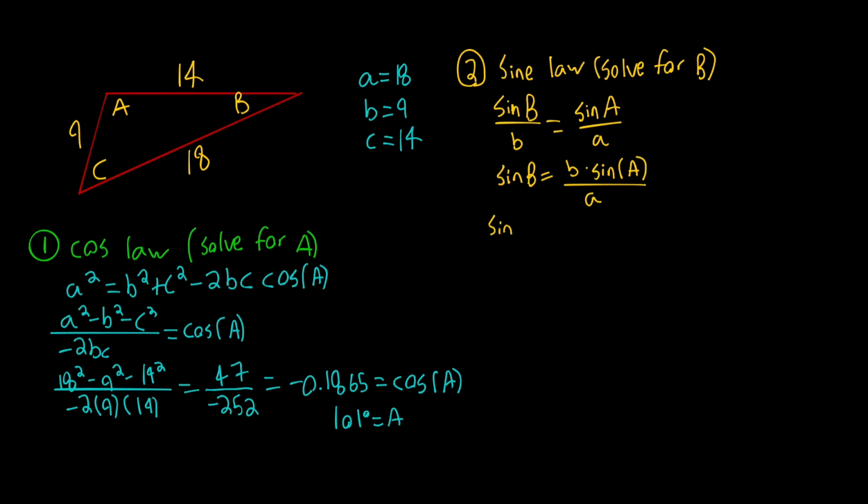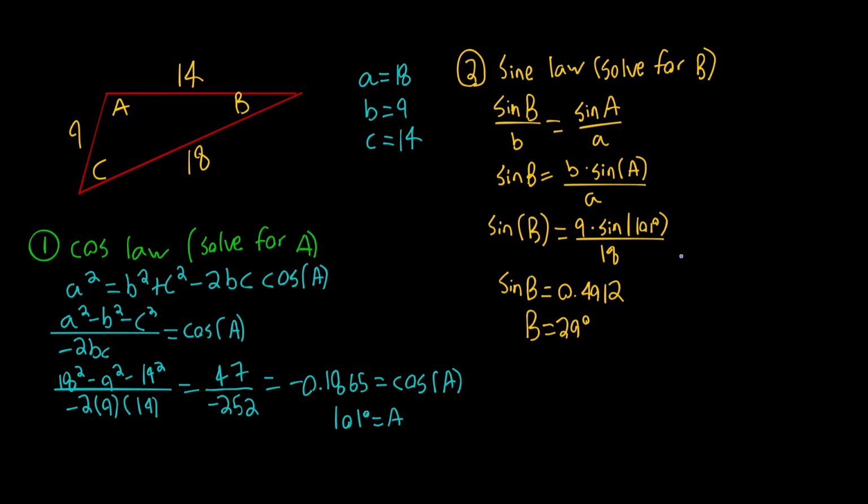So this will give that the sine of B is equal to 9 times the sine of 101 degrees divided by 18. So that's going to give me that the sine of B is equal to 0.4912. Take the inverse sine of that, and I get that B is equal to 29 degrees, which does make sense. B is the smallest side, right?